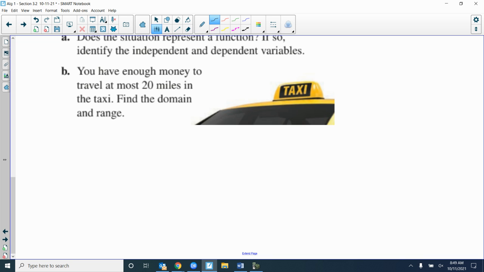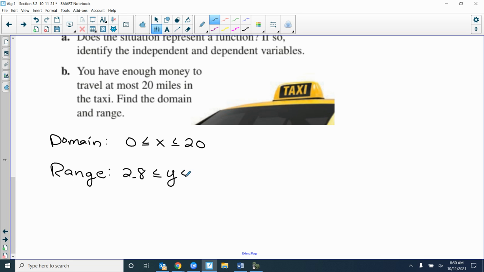The domain, you can drive at most 20 miles. So the domain is technically, we could start at 0 is less than or equal to x is less than or equal to 20. All right, look at the range. How do you think we got those numbers? Or I got those numbers on the answer sheet. Okay, it says 2.8 is less than or equal to y is less than or equal to, Damien, what's it say for the last one? 72.8. All right. Where do we get those?